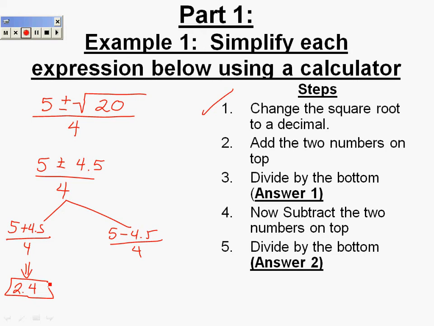All right, now we're going to do the same thing on the right. The only difference is that we're going to do subtraction. So here we go, 5 minus 4.5. We're getting 0.5 divided by 4, which is 0.125, which is 0.1.